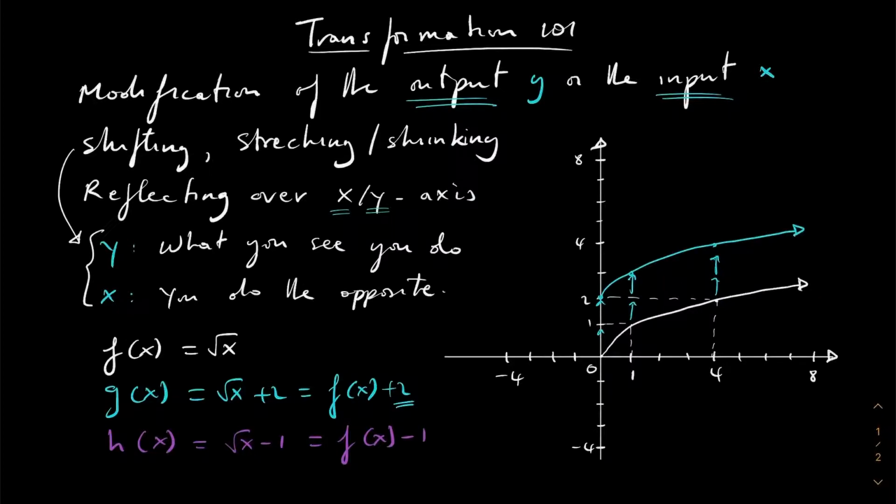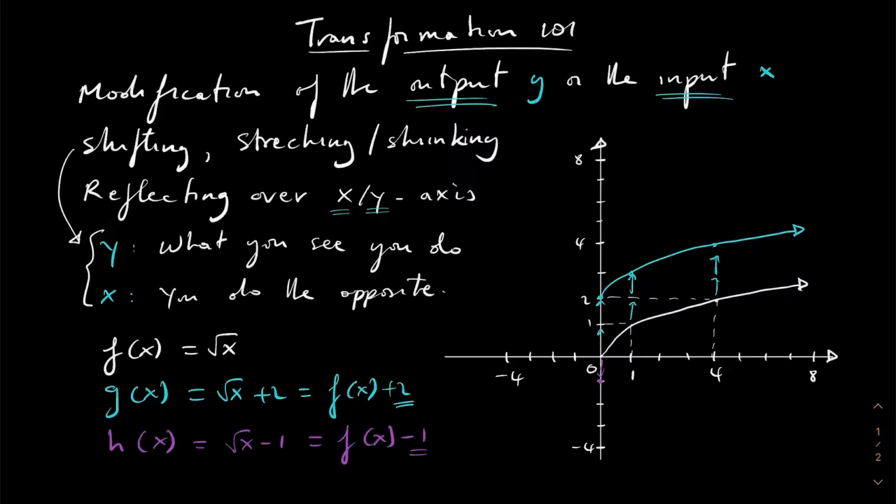Next, let's look at what happens when you subtract 1 from the function. Our function h of x here is going to be the same as the function f of x, but all the y outputs are going to be shifted down by 1. And so you're going to have the point (0, 0) here finding itself at (0, -1).